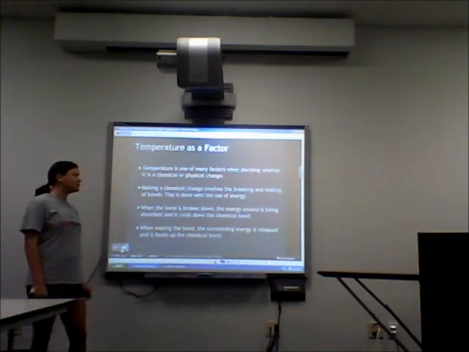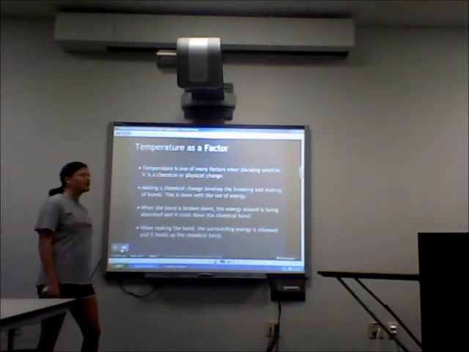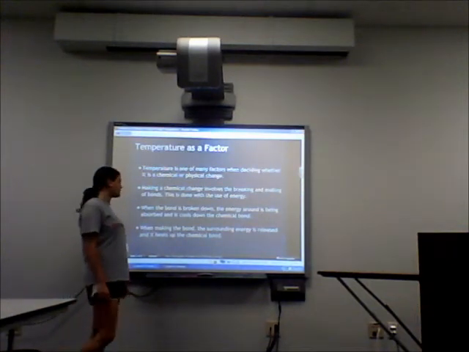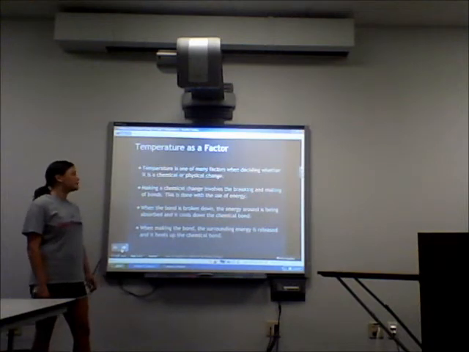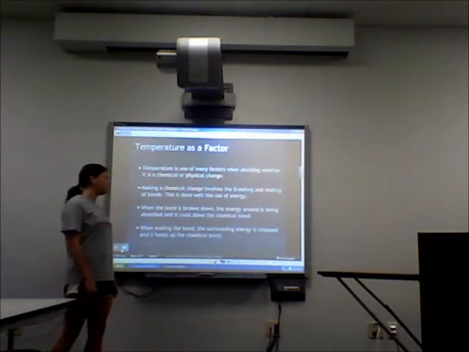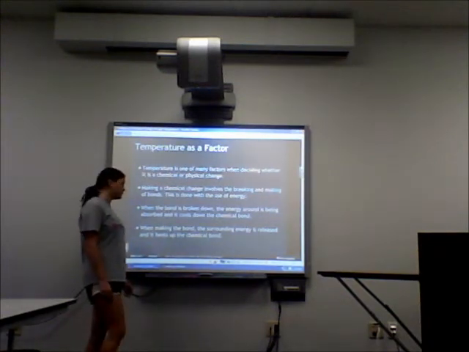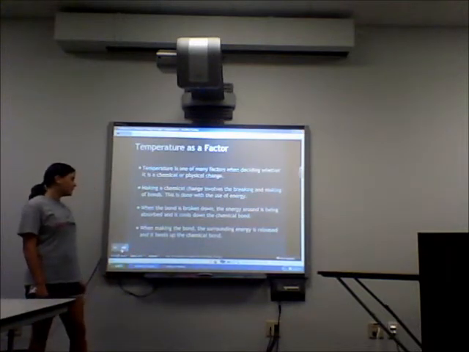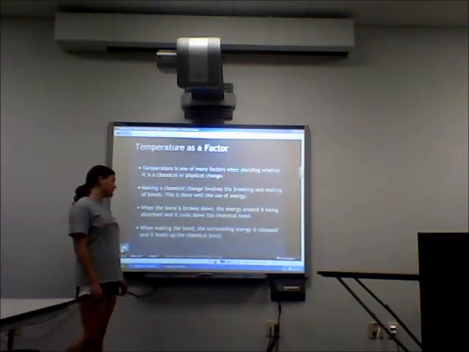Making a chemical change involves the breaking and making of bonds. This is done by the use of energy. When a bond is broken, the energy around is absorbed and it cools down the chemical bond. And when you're making a bond, the surrounding energy is released and it heats up the chemical bond.